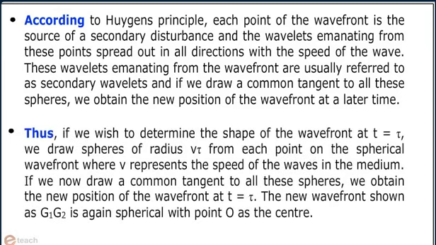Thus, if we wish to determine the shape of the wavefront at time t = τ, we draw spheres of radius vτ from each point on the spherical wavefront, where v represents the speed of the waves in the medium. If we now draw a common tangent to all these spheres, we obtain the new position of the wavefront at t = τ. The new wavefront, shown as G1, G2, is again spherical with center S0.